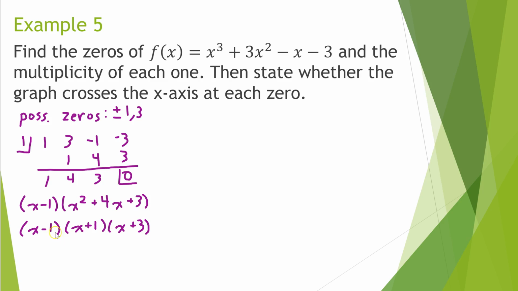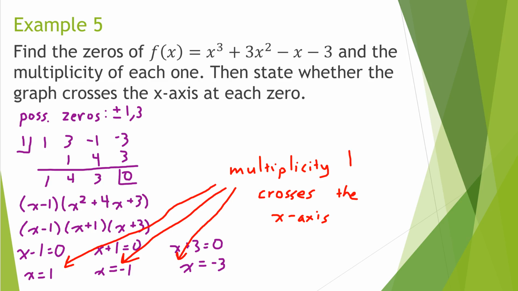The next step is to set each factor equal to 0 to find the solutions, and then to identify the exponents on them for the multiplicities. So by solving for each factor individually, I've gotten the solutions of x equals 1, x equals -1, and x equals -3. But you'll notice that all three of those factors had the same exponent. None of them show an exponent, which means they all have an exponent of 1. So what that means is that for all three of those solutions, they have the same multiplicity of 1, and that means the graph will cross the x-axis at each of these x-intercepts.